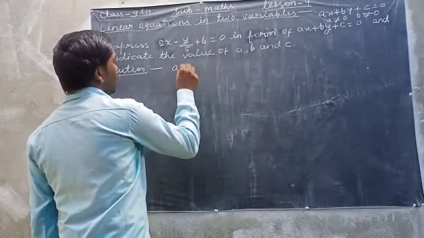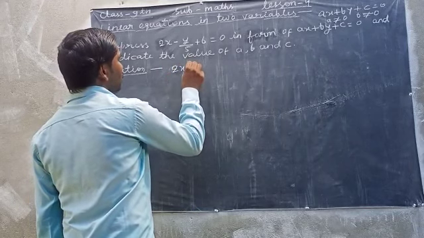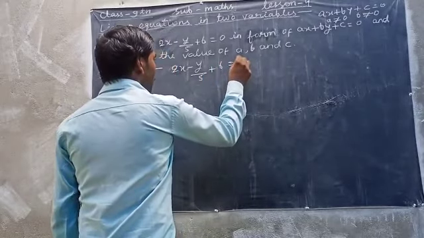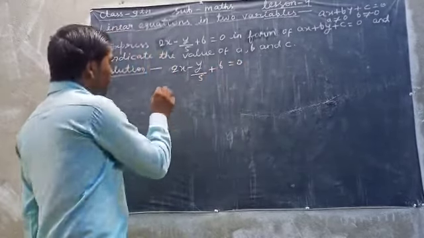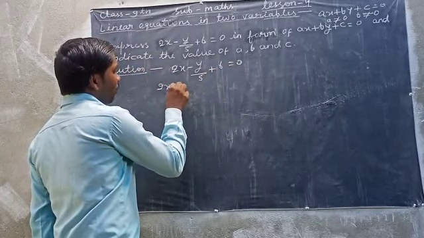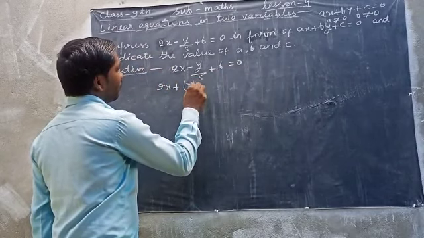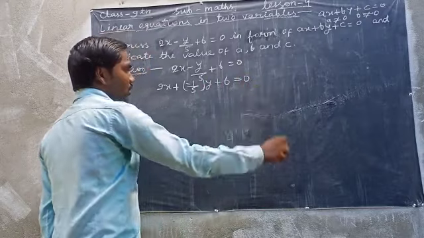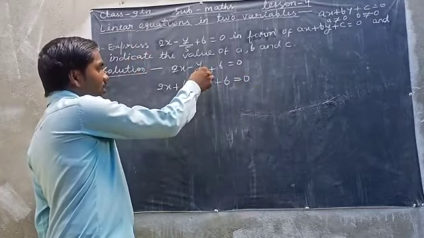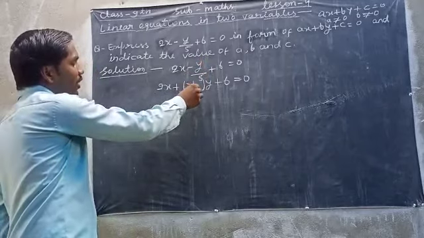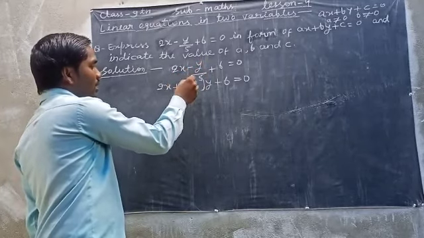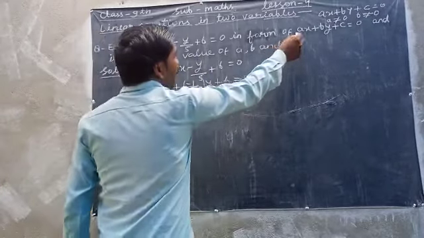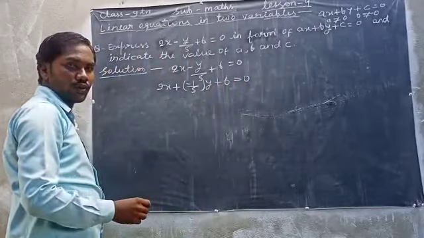So solution is 2x minus 1y by 5 plus 6 is equal to 0. We can write this equation in another form like this one, 2x plus minus 1 by 5 into y plus 6 is equal to 0, because y by 5 means 1 by 5 y and here it is minus, so plus minus it will be minus. Now you can see that the equation is in the form of ax plus by plus c is equal to 0.